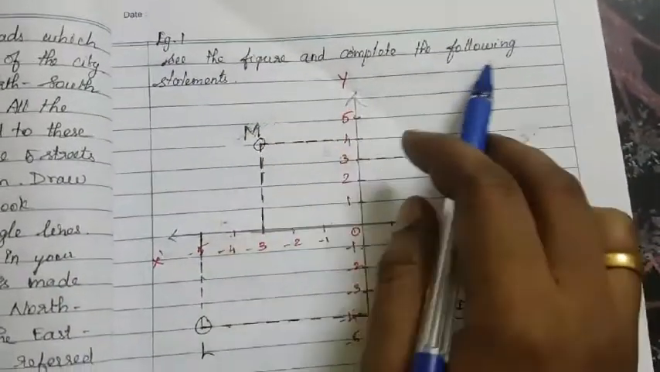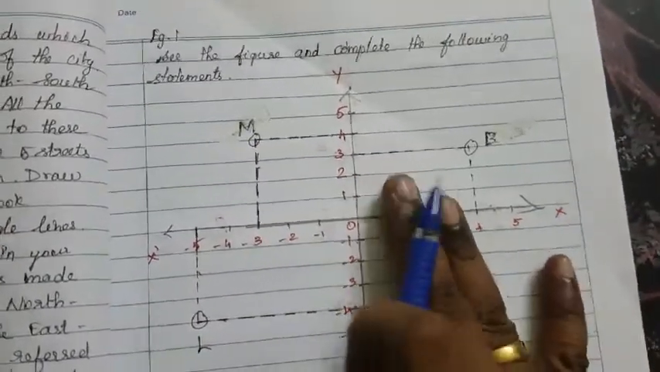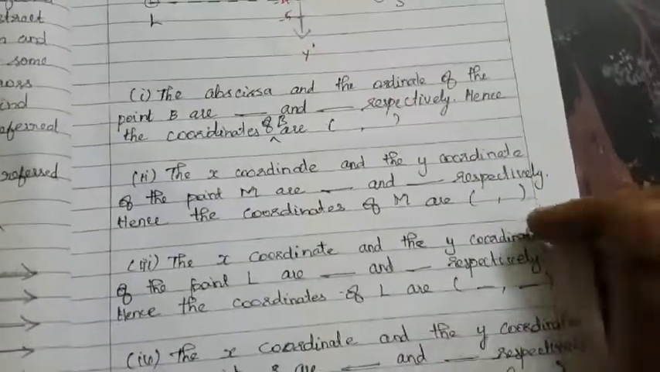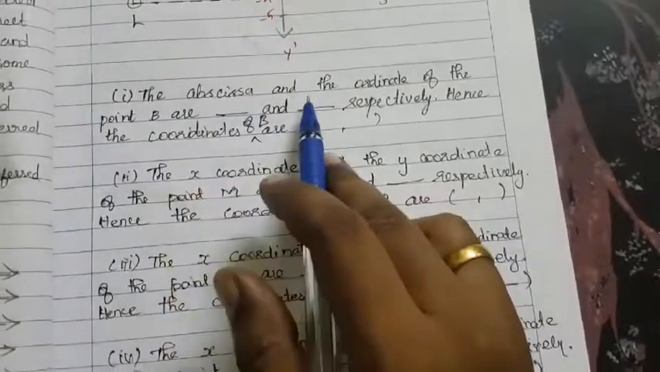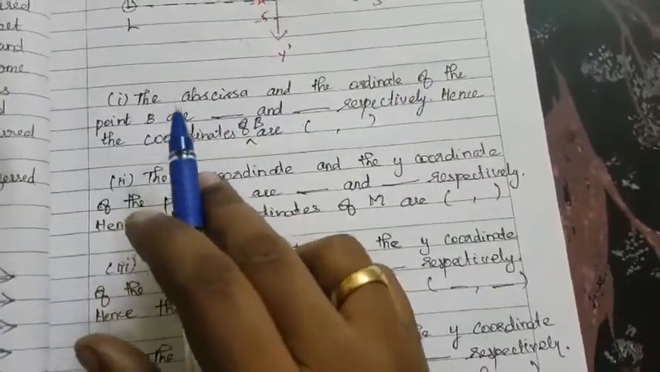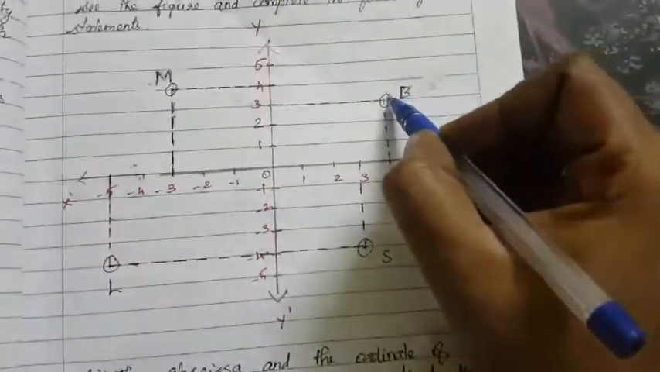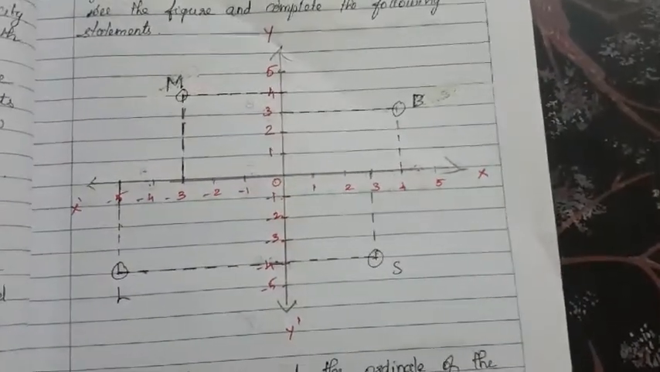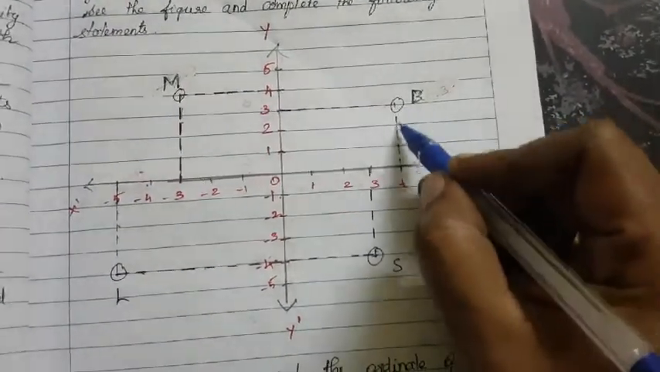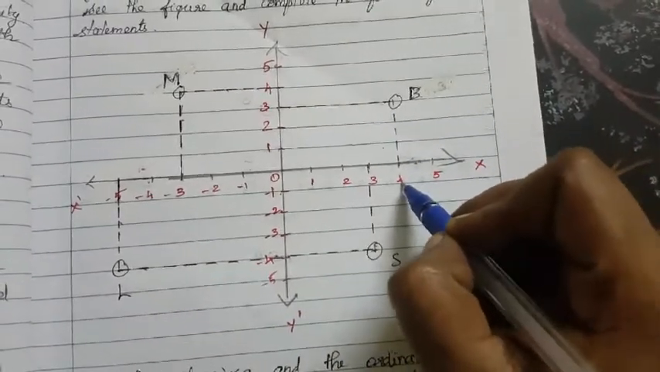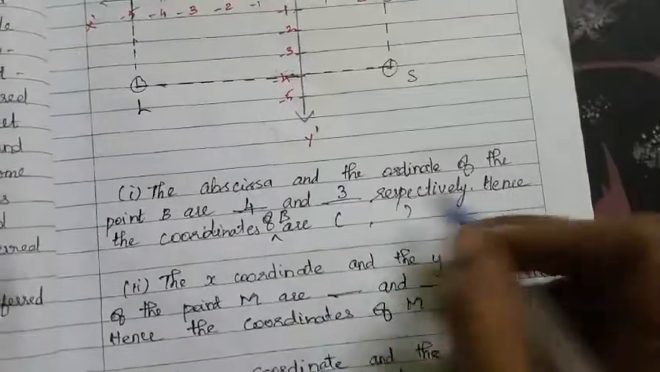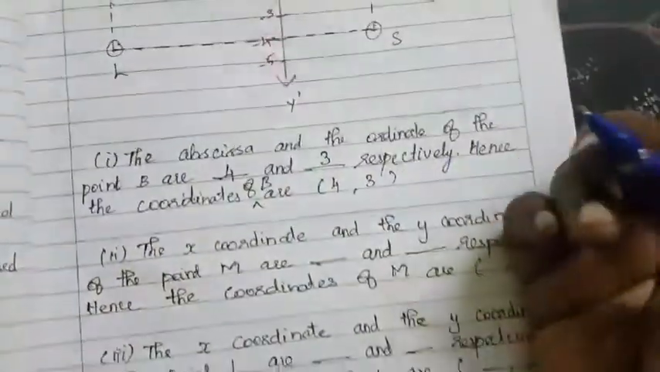See the figure and complete the following statements. This figure is given in the question itself. By seeing this figure, we have to answer the given questions. The first question is the abscissa and the ordinate of the point B. Where is the point B? Here. So they have asked for the abscissa and ordinate. The abscissa is the point on the x-axis. So what is the point on the x-axis for B? This is 4 and 3. So shall we write in the question? The abscissa will be 4 and the ordinate will be 3. So this can be written as 4, 3.